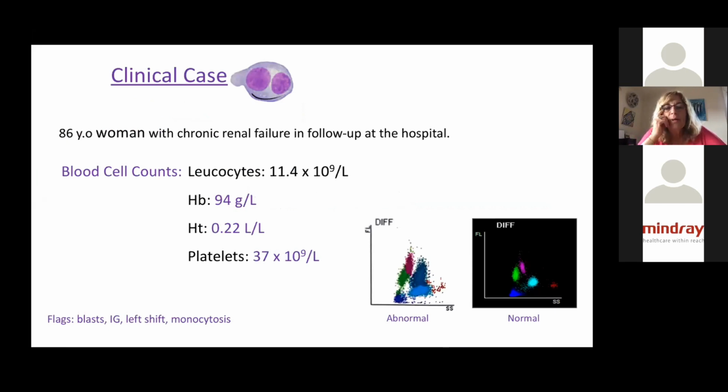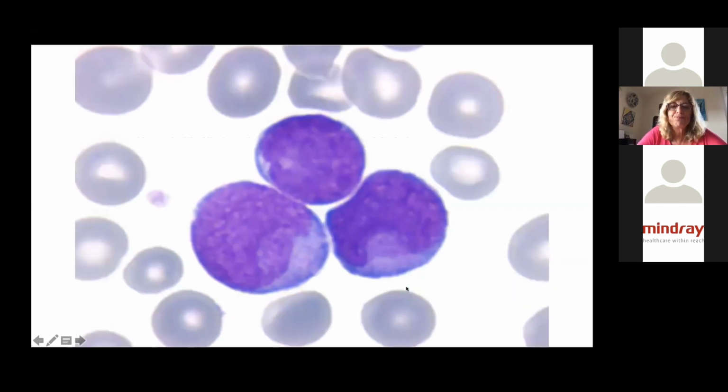The next case corresponds to an 86-year-old woman with a chronic renal failure in follow-up at the hospital. The blood cell counts showed normal leukocytes, low hemoglobin, and low platelet counts. And also, if you see the clusters of the cells, you can see an abnormal population similar to the first case on the top of the monocytes. This was the smear showing blast cells.